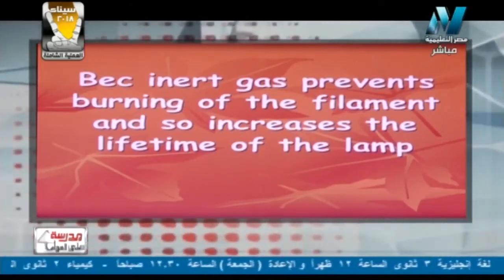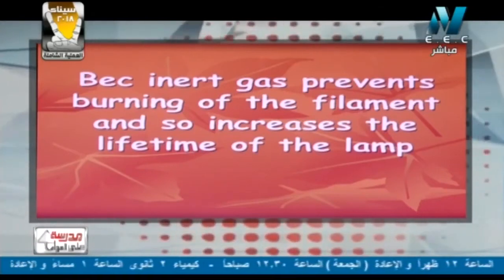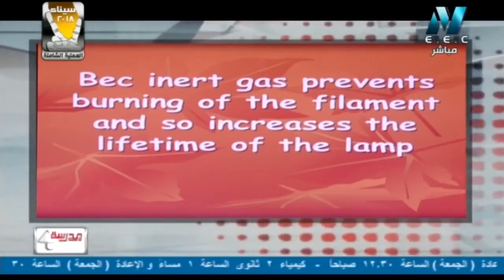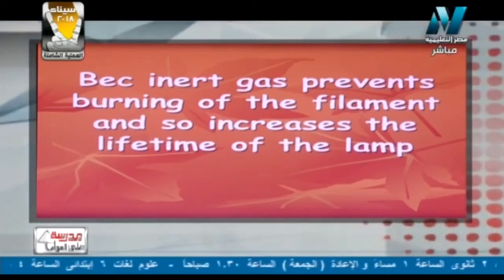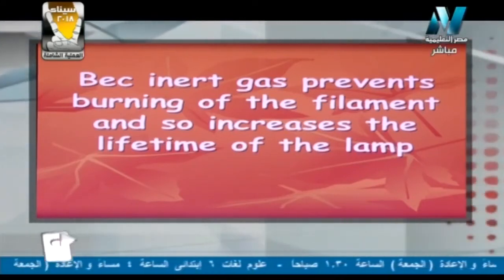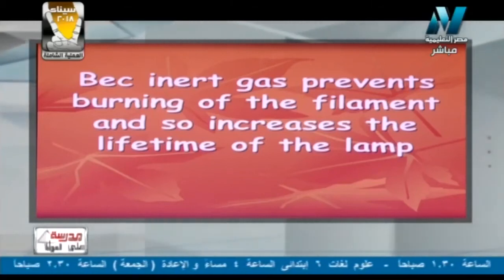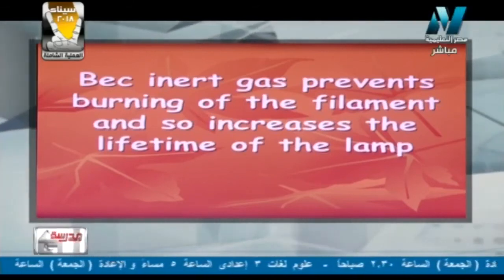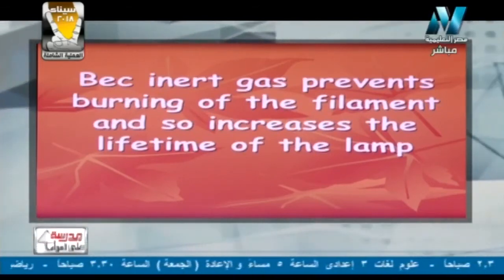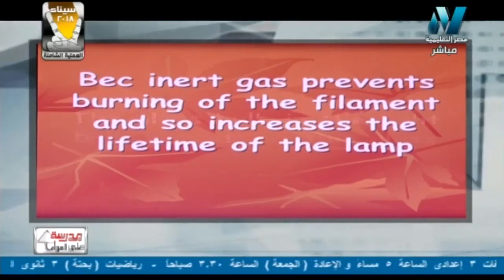يبقى الارجون جاز مهم قوي لانه بيمنع دخول الهواء. Prevents burning، بيمنع اشتعال الفيلامنت, so it prevents the burning of the filament. لكن اللي بيمنع دخول الهواء هو الجلاس بالب. Again, the glass bulb is filled with inert argon gas because inert gas prevents burning of the filament and so increases the lifetime of the lamp.